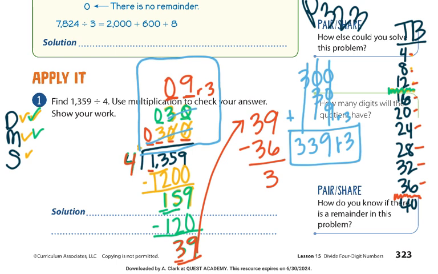It says check your answer using multiplication, but the person that wrote the book didn't give us any space. So we're going to skip that stuff on this one. Turn the page.